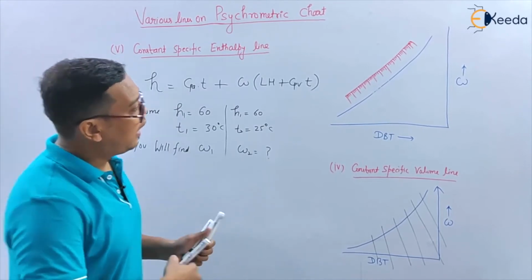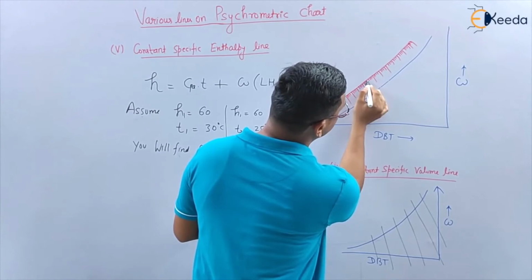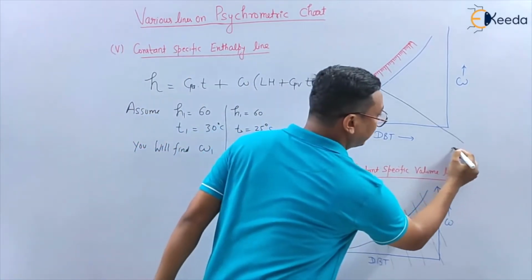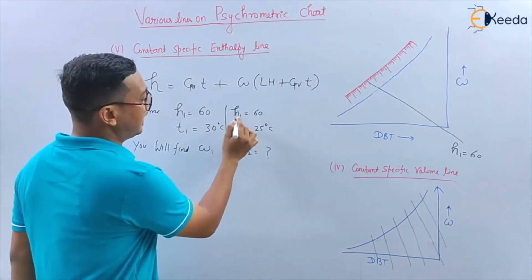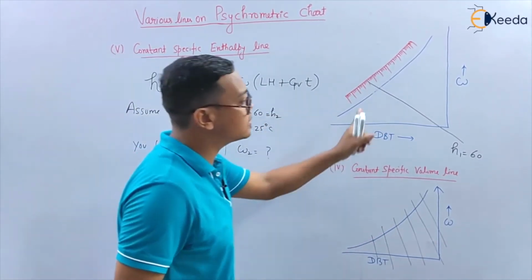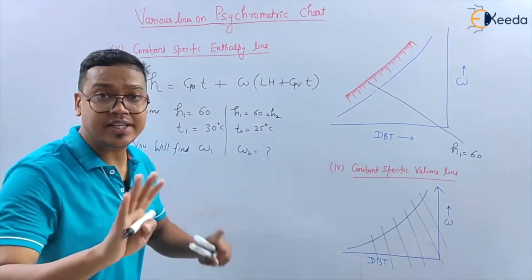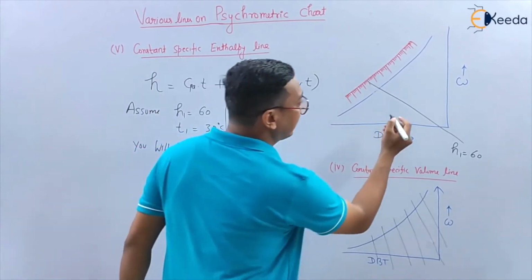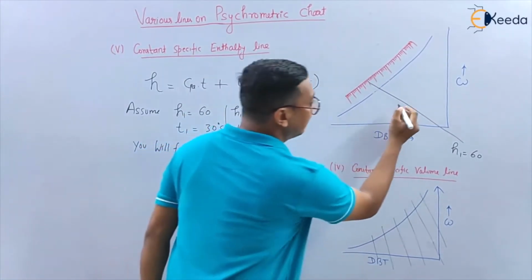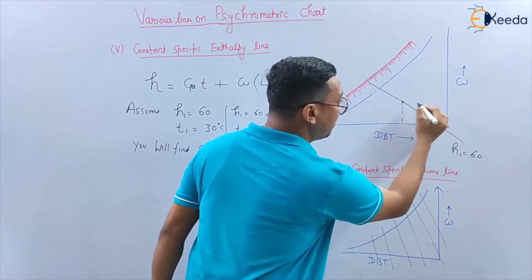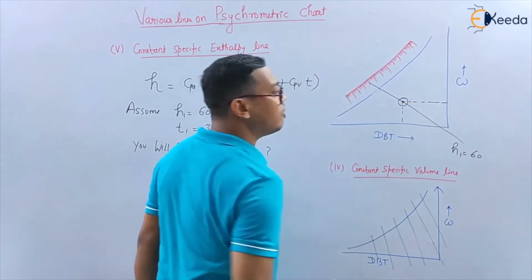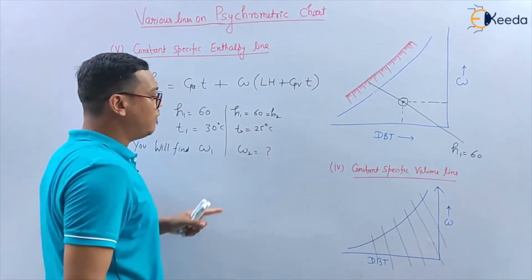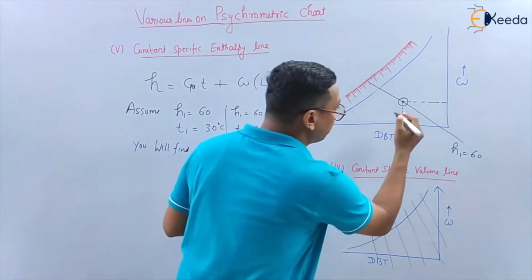Now suppose I have taken enthalpy. What enthalpy have I taken? 60. Suppose I say H1 is equal to 60. If H1 is equal to H2, then enthalpy is constant. For this enthalpy, I am first not drawing, I am showing how this line will be drawn on the chart. I have taken enthalpy 60, then I will get some temperature. For this temperature of 30 degrees, I will get omega, so we will get this point. In the same way, enthalpy is 60, temperature is 25, and you will get omega 2. So suppose you will get this point.